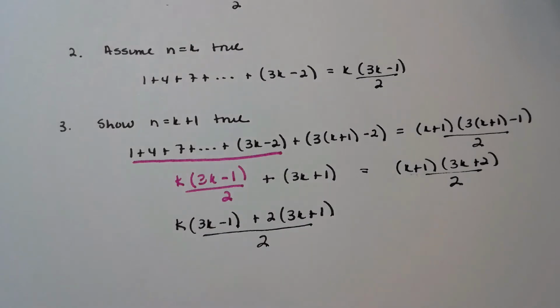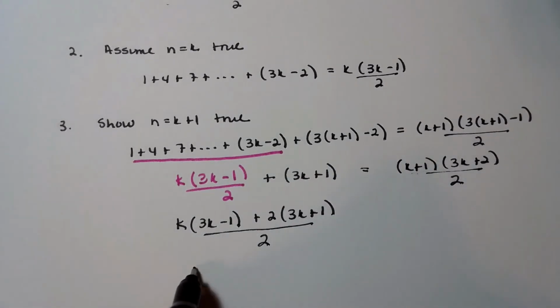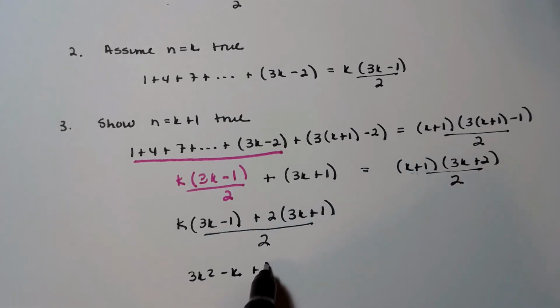So if I look here, I can't factor out anything like a k plus 1 or whatever. It's not quite as easy as the last one to just factor out a k plus 1 and be left with 3k plus 2. So what I can do is simplify as much as I want. If I distribute, I'm going to have 3k squared minus k plus 6k plus 2 over 2, which gives me 3k squared plus 5k plus 2 over 2.